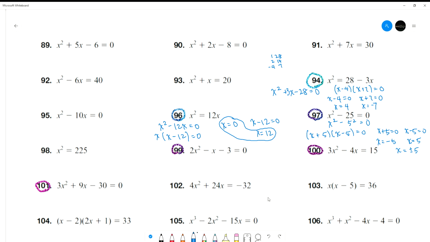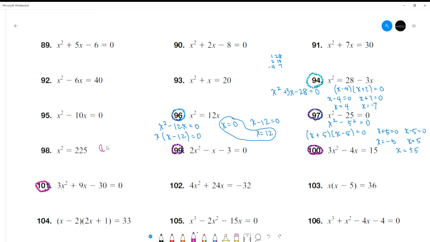Number 99. So a is greater than 1. First, I want to just double check. Is there a greatest common factor? No, there isn't, right? So then you can move on to a different form of factoring. You could either do the trial and error method, which I prefer, or the AC method, right? And most students tend to prefer that. So this is already set equal to 0, so we can begin factoring.